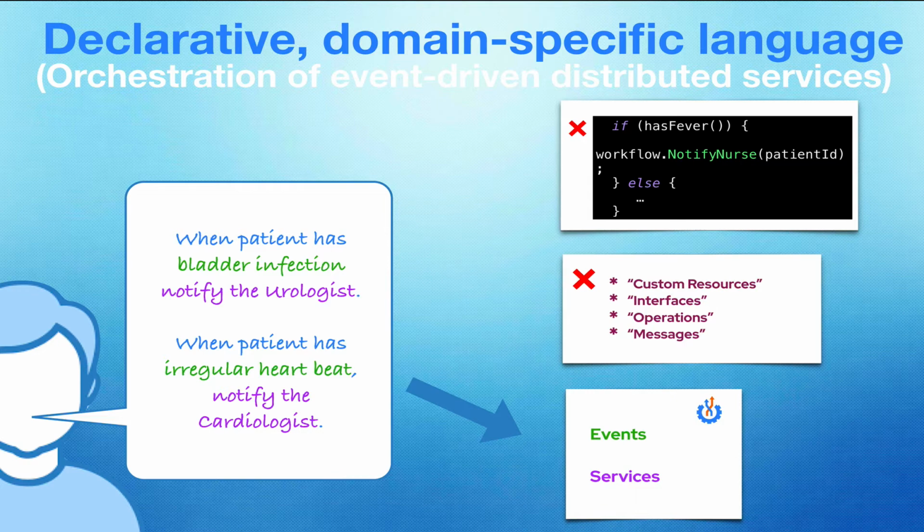On the bottom, we see that in this particular case, with Serverless Workflow, we can translate these requirements written in natural language directly into events such as bladder infection or a patient having irregular heartbeat, events that could be generated by different hospital systems, for example, and services. So, notifying urologist or notifying cardiologist in this case would translate into invocation of distributed services.